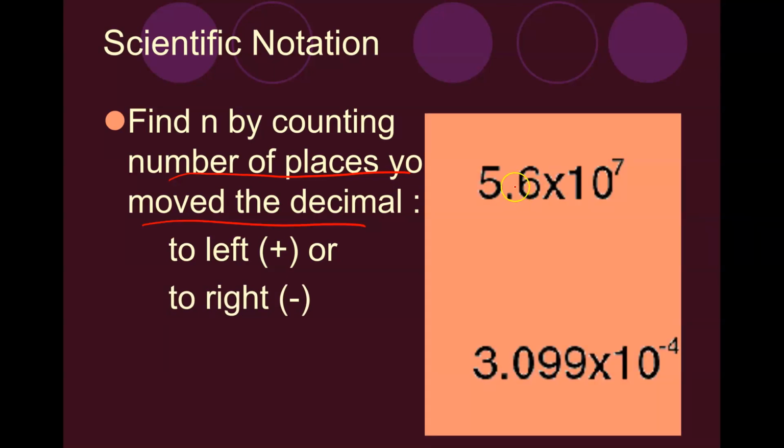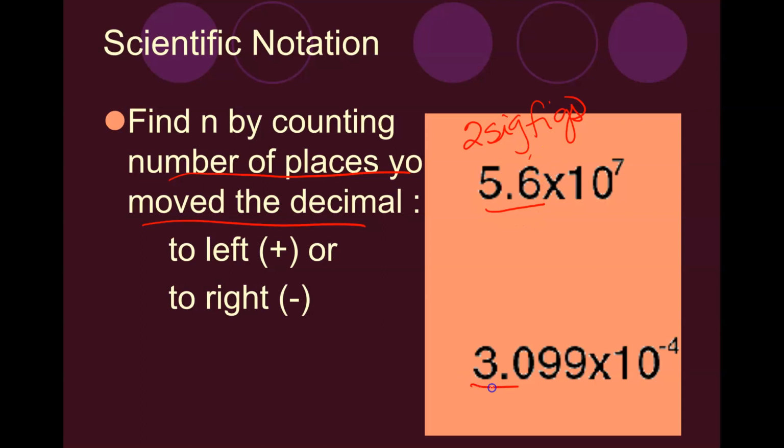So in our case earlier, we had 5.6 times 10 to the 7th. This would be 2 significant figures. I could add more by adding a 0 on this side if I needed it. But in this case, it's 2.